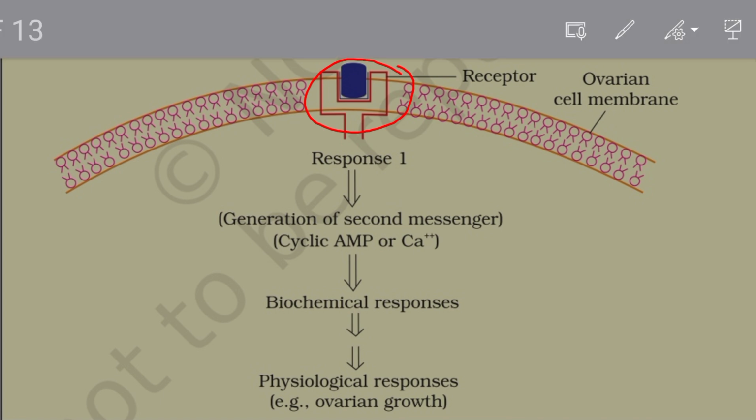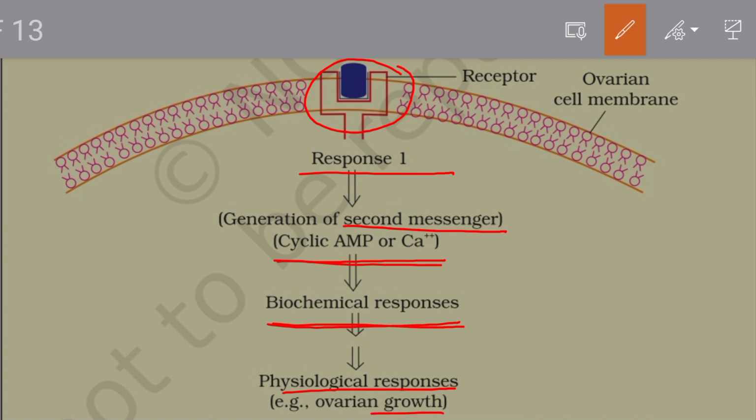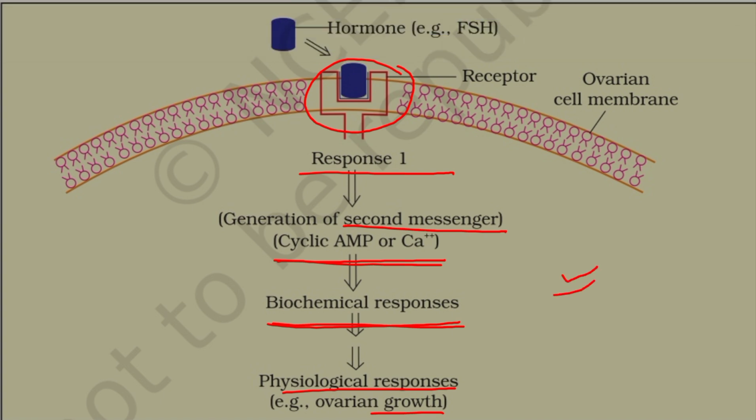This hormone receptor complex generates a response, and this response leads to generation of second messengers, cyclic AMP or calcium in this case of FSH, where this cyclic AMP generates biochemical responses which lead to physiological responses, that is growth of ovary in this case, because it is FSH and it acts on ovarian membrane.